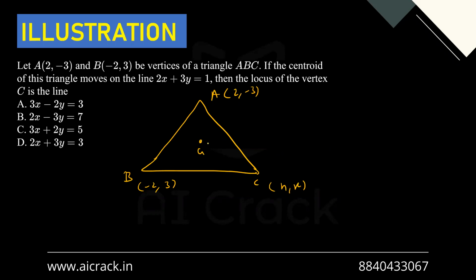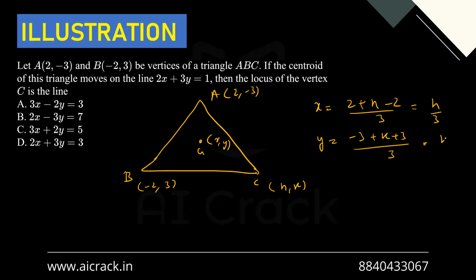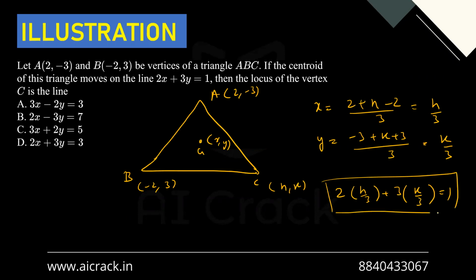Now let's say G has the coordinate x comma y. So x equals 2 plus h minus 2 by 3, that is nothing but h by 3. Similarly y equals minus 3 plus k plus 3 by 3, that is k by 3. So we have got coordinates of G, and now these coordinates satisfy this equation as well because it's moving on it. So 2x plus 3y, so basically 2 times h by 3 plus 3 times k by 3 equals 1. So this is our equation of locus.